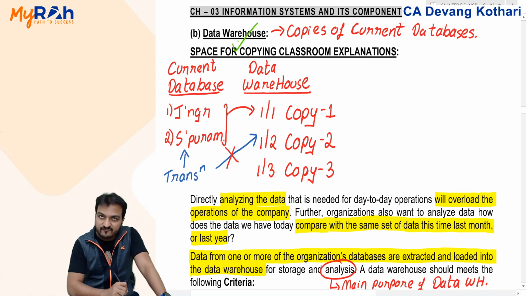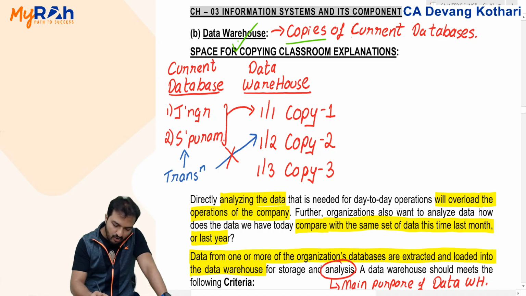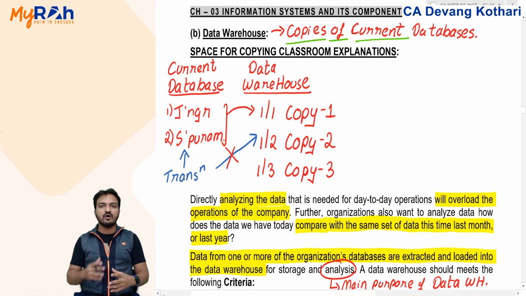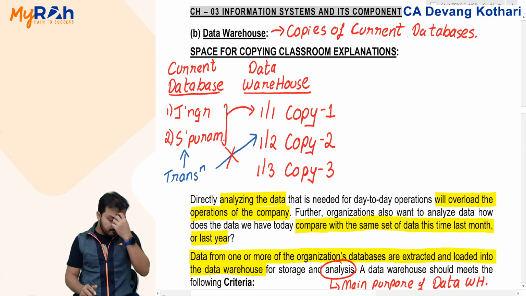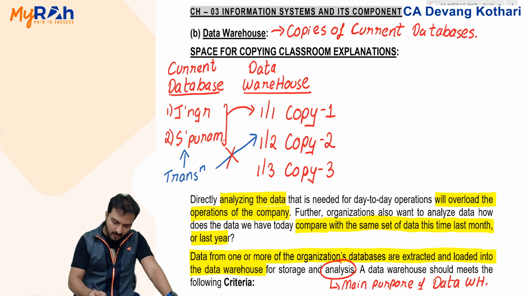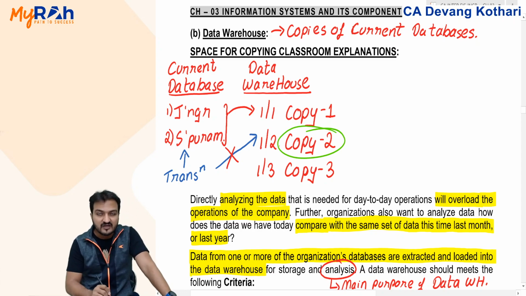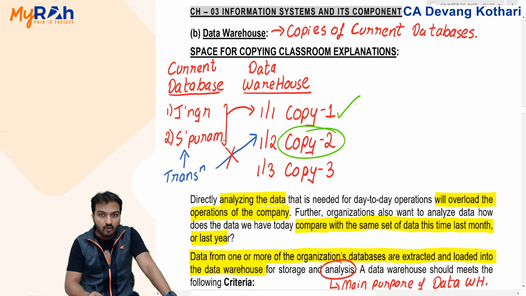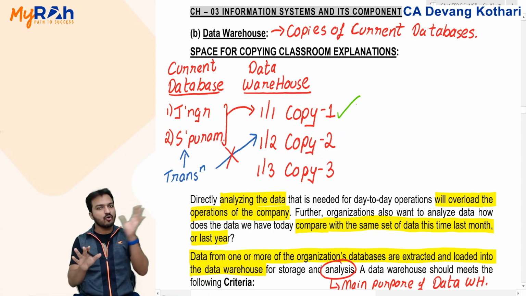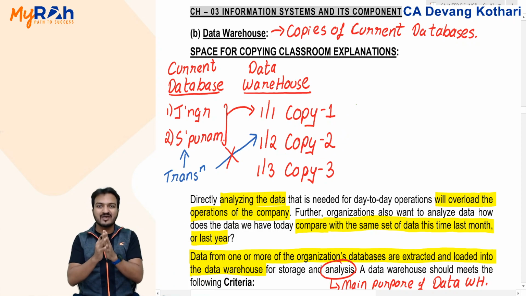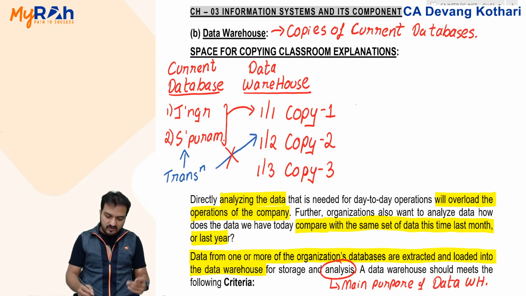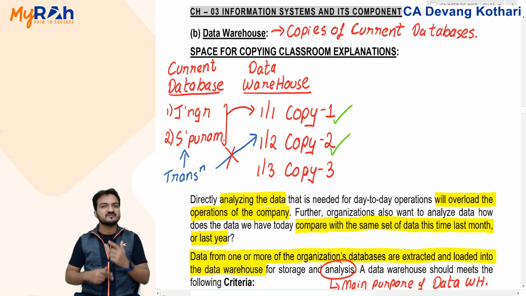So what is a data warehouse? A data warehouse contains copies of current databases. Plus, every time I make a fresh copy, the old copy is not deleted. The old copy will stay, plus a new copy is created. So you can imagine that the size of the data warehouse will be very huge. Whatever was there in copy 1 is still there in copy 2, plus extra things are also there.